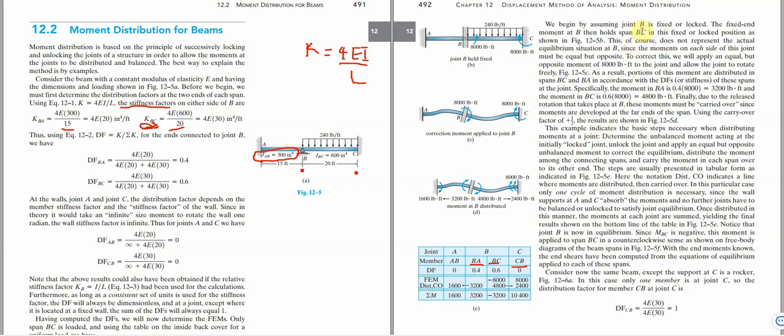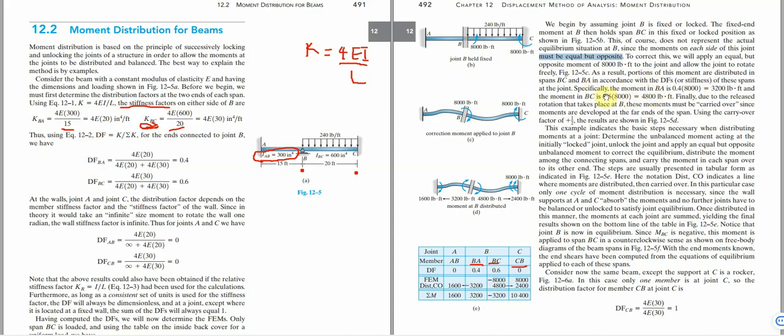He said, since the moment on each side of the beam must be equal but opposite, to correct this, we apply an equal but opposite moment of 8,000 lb-feet to the joint and allow the joint to rotate freely as shown in this diagram here. As a result, a portion of the moment is distributed to span BC and a portion is distributed to span BA in accordance with our distribution factor, or our stiffness, that we have calculated.